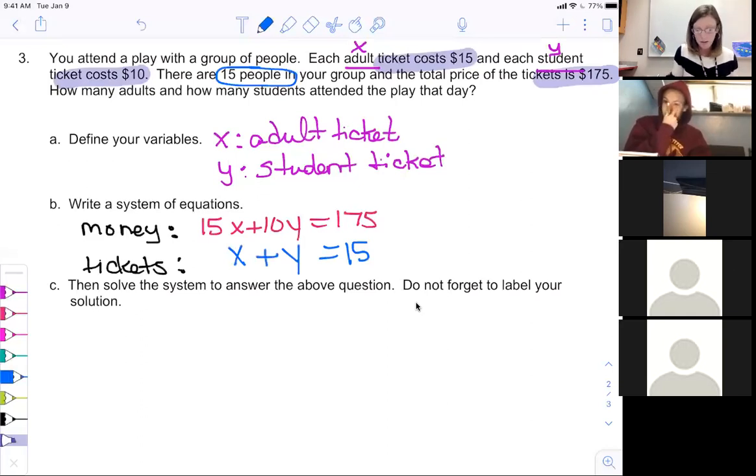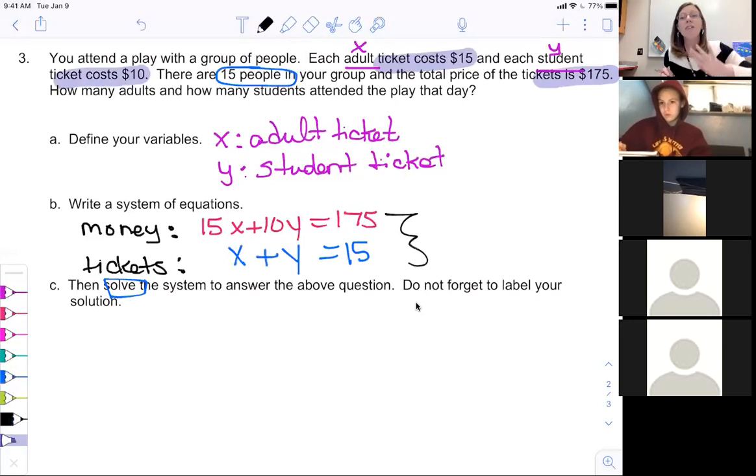Now the third part says to solve. These two equations is what we've been working on the last 3 weeks. We can solve using substitution. We can solve using elimination. But the last 3 weeks, you were given the equations. Now we actually created them. So that's like the new part. Let's use elimination because I think elimination is easy to use.